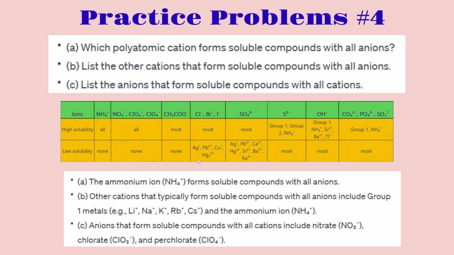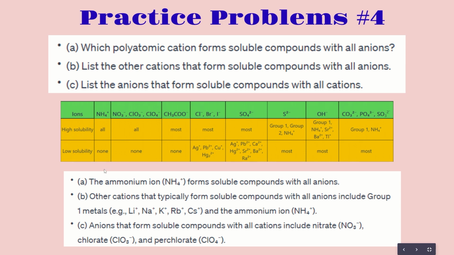For the first part, A, the ammonium ion forms soluble compounds with all anions, and we can see this by looking at ammonium right here. It forms compounds with every single anion, and if we look anywhere else, we can see high solubility once they're combined with ammonium; it's always going to be highly soluble. For the second part of this question, other cations that typically form soluble compounds with all anions include group 1 metals and also the ammonium ion. We already discussed the ammonium ion from the first part, and the other ones, such as group 1, we can see that those also always form highly soluble compounds.